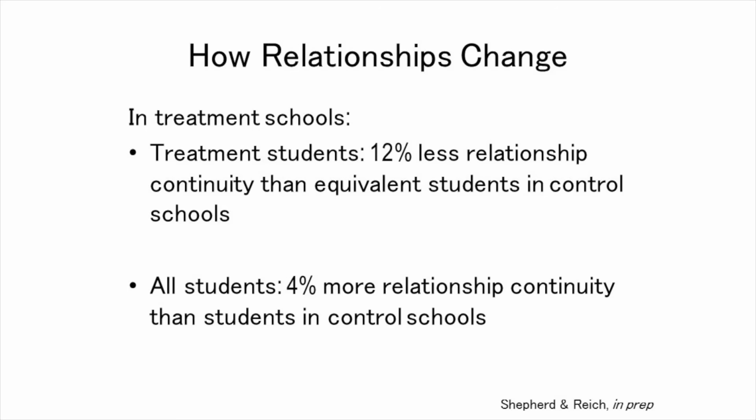So the question is, what is the effect of the intervention on those relationships? What we find is that in treatment schools, for the treatment students, the students who are actually in that intervention group themselves, they experience 12% less relationship continuity than equivalent students in the control school. So it's actually a net hit to those students who are participating in the program itself. But overall, if you compare all students in treatment schools to students in control schools, there's more stability. So it's not that there's local instability as kids are interacting with new people, but overall we have more stability due to the intervention.